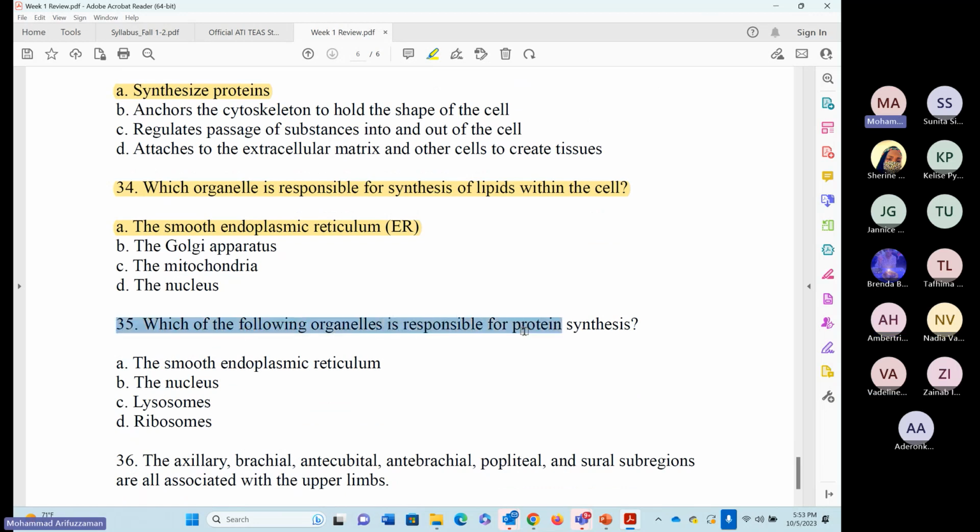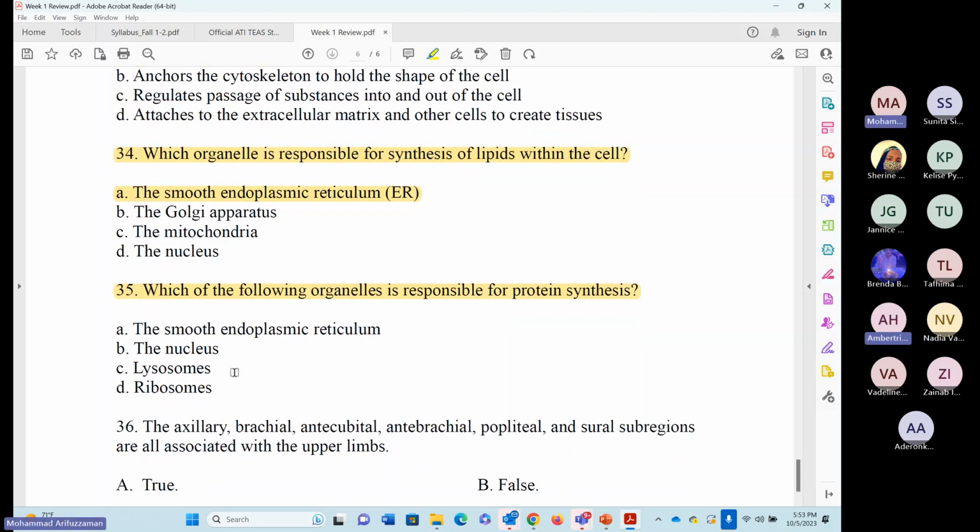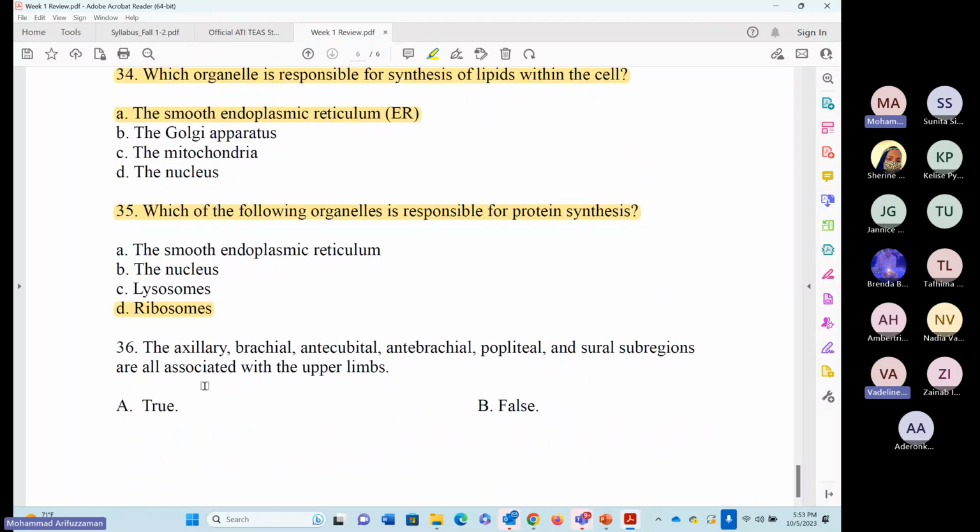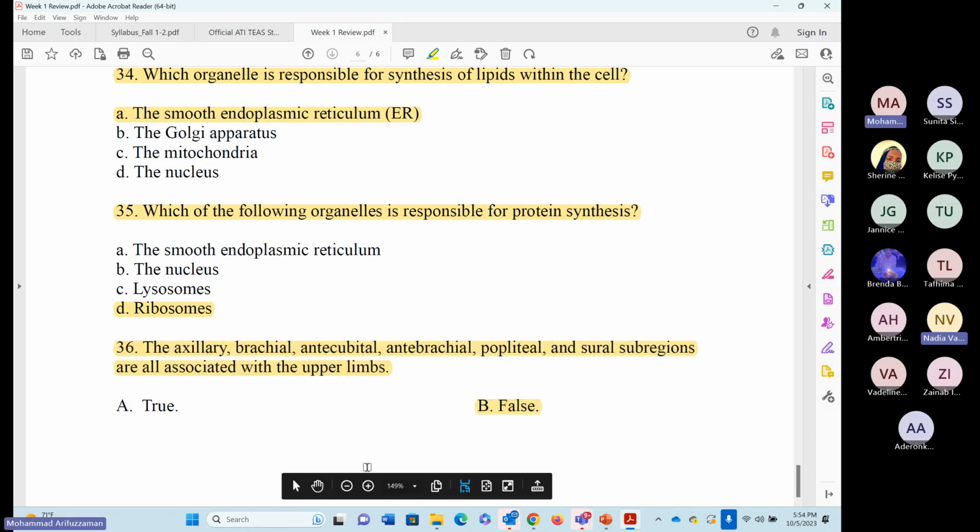Which of the following organelles is responsible for protein synthesis? Ribosomes. Good. The axillary, brachial, antecubital, antebrachial, popliteal, and sural subregions are all associated with the upper limbs. True or false? False. Can you explain why? Popliteal is the knee. Yes, popliteal means back of the knee.